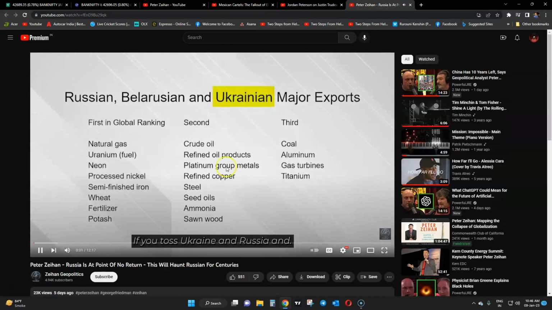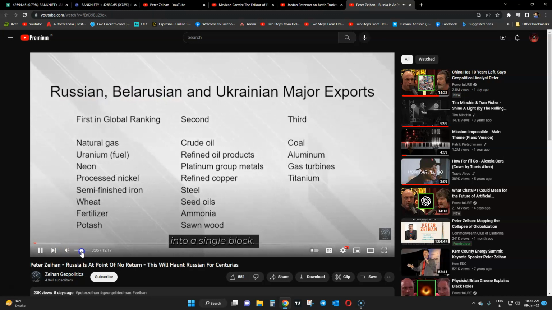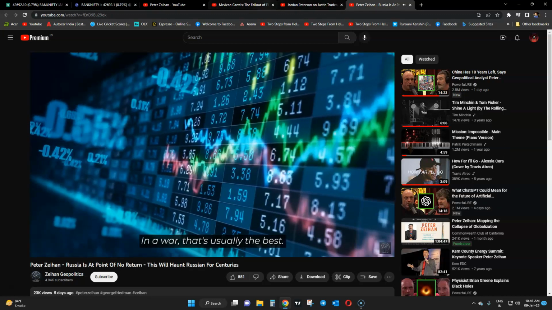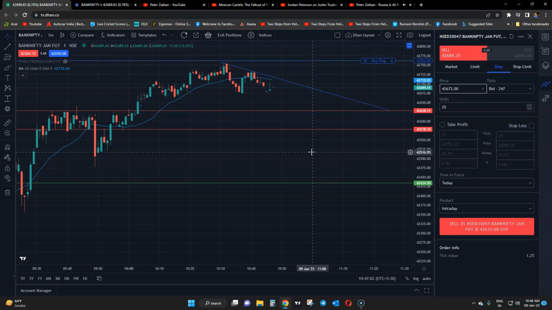If you toss Ukraine and Russia and Belarus, the combatants, into a single block, and for economic purposes in a war, that's usually the best way to think about it. Everything in that first column, the three of them together are the world's largest supplier. Number two for the second column, and so on. Now, I am going to be in Langley in a couple of weeks, and we are only talking about this slide. 4 hours. No pressure. I just want to hit some of the highlights here real quick. First, the world's #1 wheat exporter has invaded the world's #5 wheat exporter.